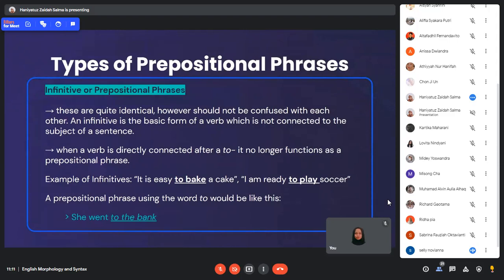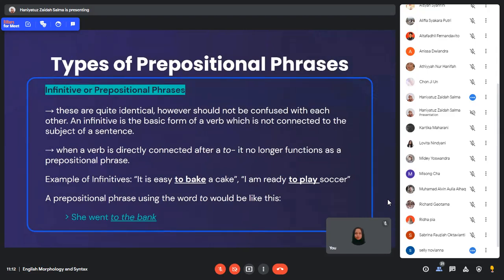Example of infinitive: It is easy to bake a cake. I am ready to play soccer. A prepositional phrase using the word to will be like this: She went to a bank. So infinitive phrases include infinitives, for example, to walk, to read, or to eat.